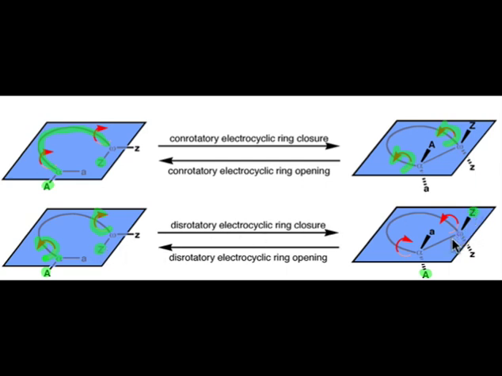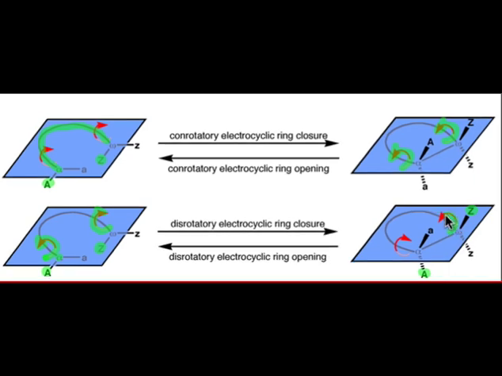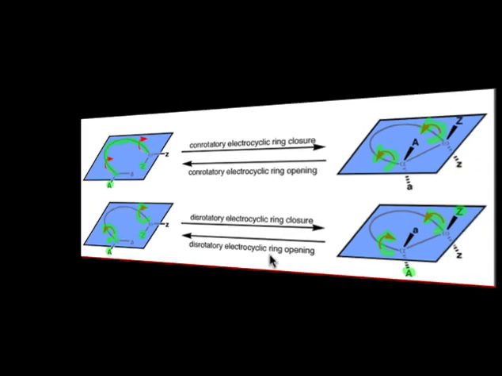On ring opening, the process is just reverse. The omega end is twisting in the counterclockwise direction. That's going to take the Z and place it on the inner part of that pi system. And the alpha end is twisting in the clockwise direction, and that's going to take the capital A and move it to the outside of the pi system. That's the disrotatory ring opening reaction.